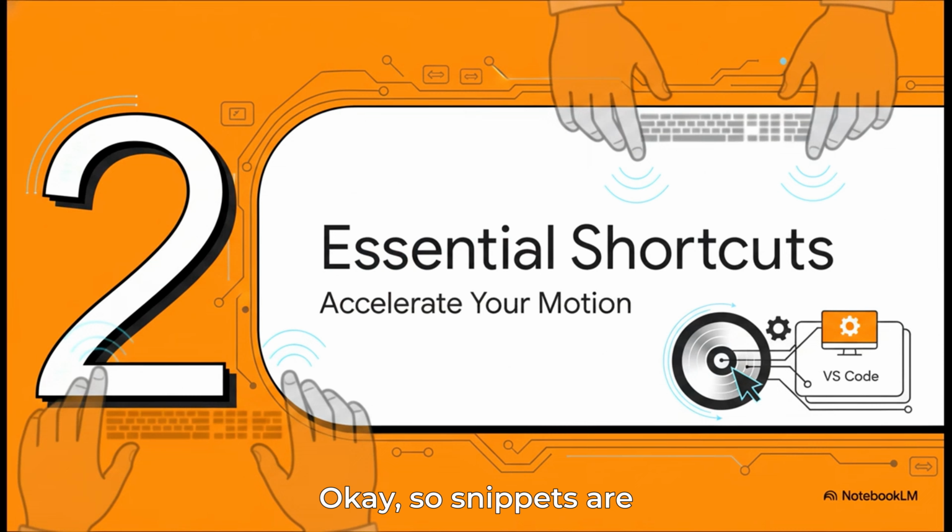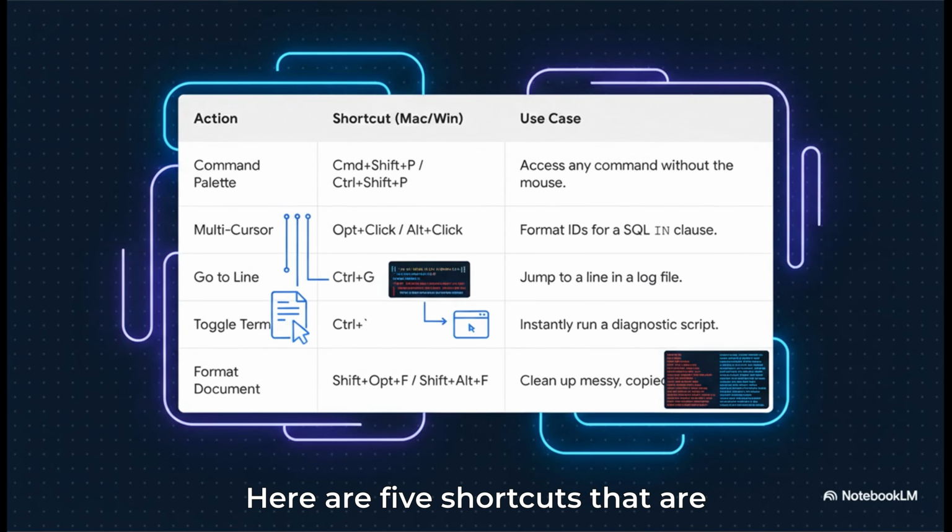Okay, so snippets are handling the what you type. Now let's talk about how you move around. Keyboard shortcuts are the next part of our productivity flywheel, and they're all about accelerating your motion and keeping your hands on the keyboard. Here are 5 shortcuts that are just non-negotiable for support engineers.